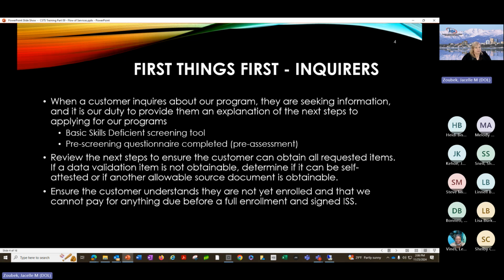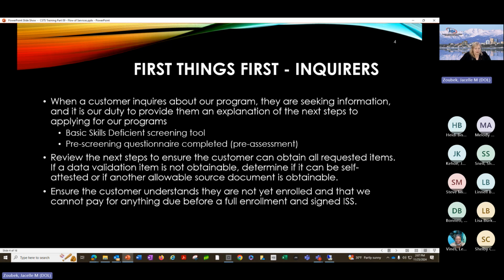So it's also really important to help them understand they are not yet enrolled. They are not yet a customer. They're still an inquirer, and that we can't pay for anything that funds were due or expended by themselves or another entity that they were hoping to get reimbursed before that full enrollment and the signed ISS.